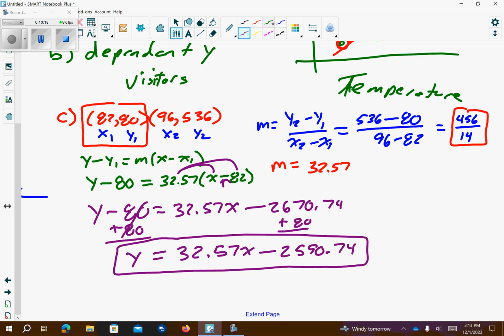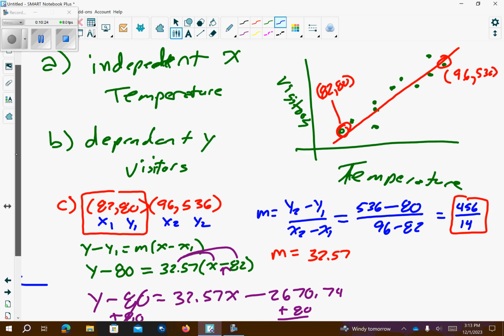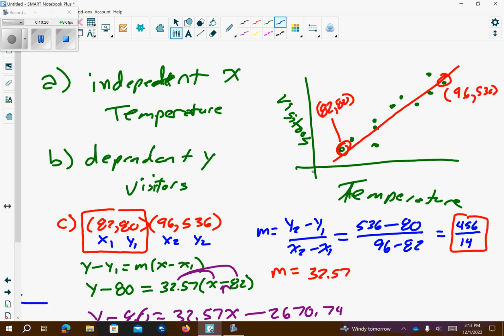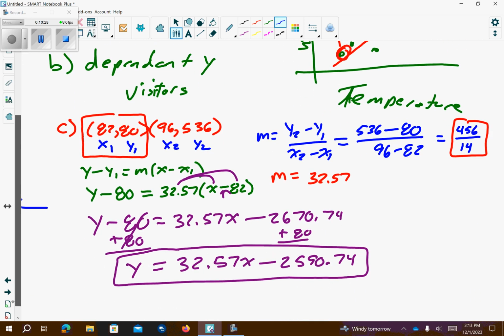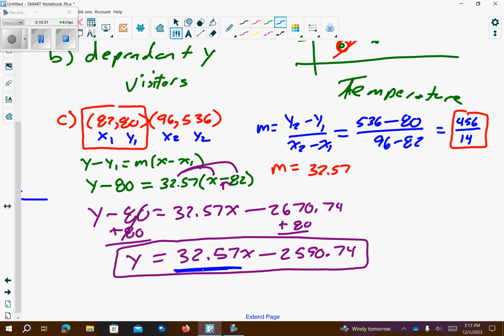So does it have a positive or negative correlation? Well, you can see that in one of two places. You can look back and say, well, that looks like it has a positive slope because it's rising as I go to the right, or you could just look at what the actual slope is. The slope is positive, so it has a positive correlation.